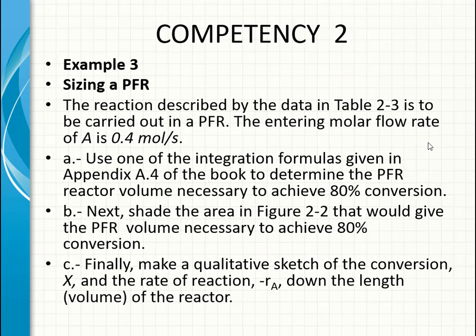A. Use one of the integration formulas given in appendix A4 of the book to determine the PFR reactor volume necessary to achieve 80% conversion. B. Shade the area in figure 2.2 that will give the PFR volume necessary to achieve 80% conversion. And C. Make a qualitative sketch of the conversion X and the rate of reaction minus RA down the length of the reactor.